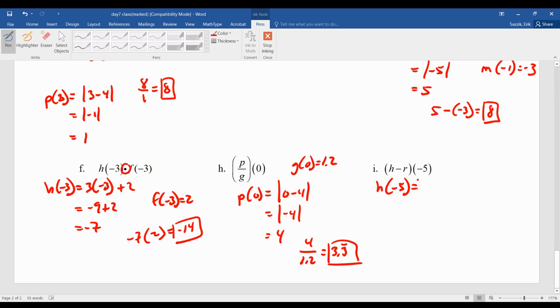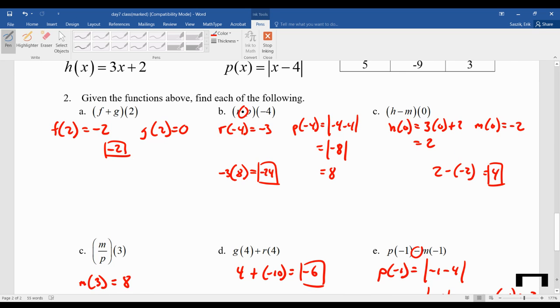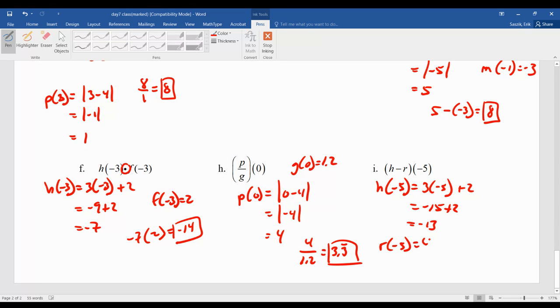Almost done. H of -5, let's plug the -5 in for x in the h function. We end up getting -15 plus 2, which is -13. R of -5, of course, that's from the table. -5, there's the R, it goes to 4. And we're asked to subtract these things. So it's -13 minus 4, which is -17. Okay, there you go.